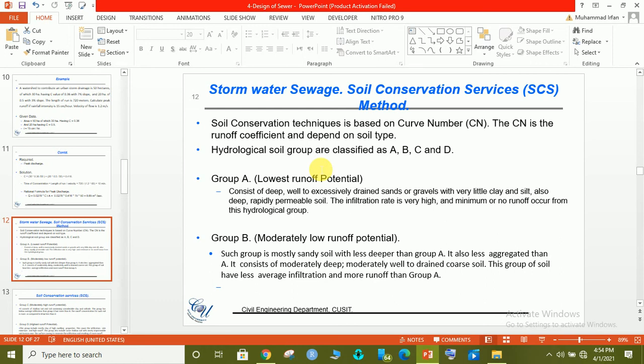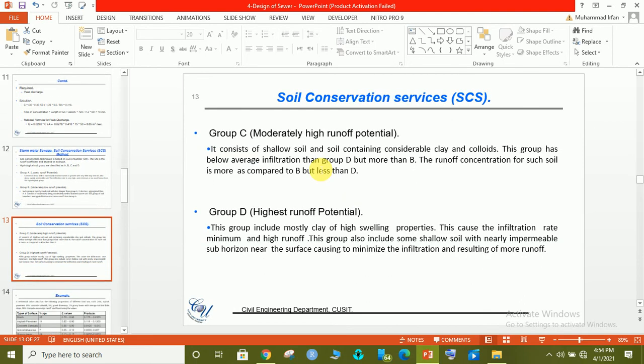The group A is the lowest runoff potential. The group A CN number consists of deep, well or excessively drained sand or gravels with very little clay and silt, and you can just read all of them, group C, B, D, and A.